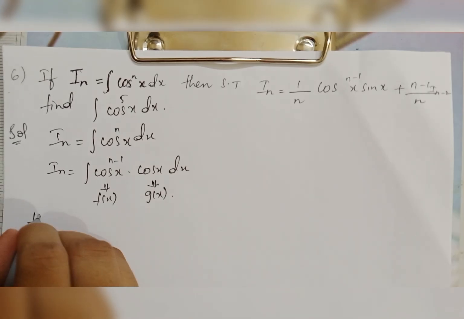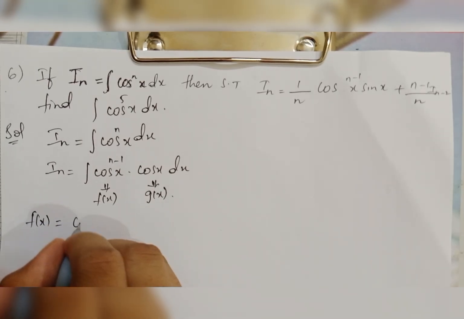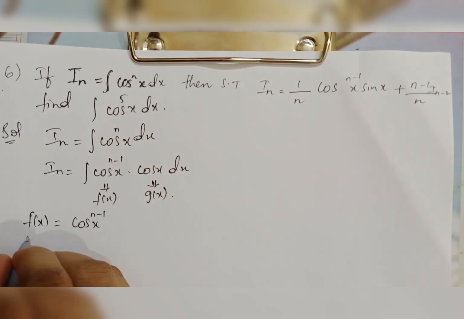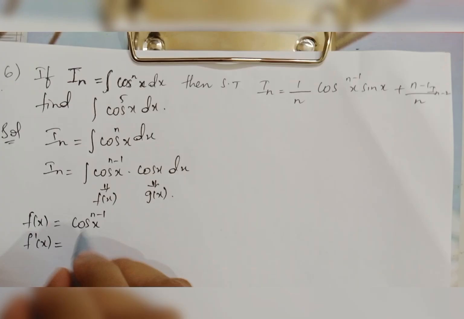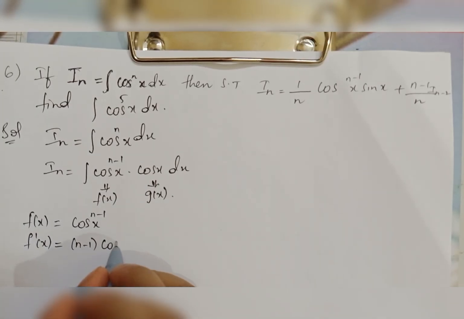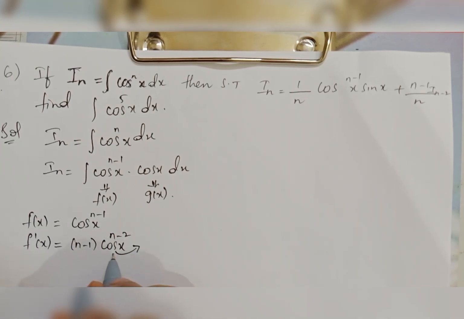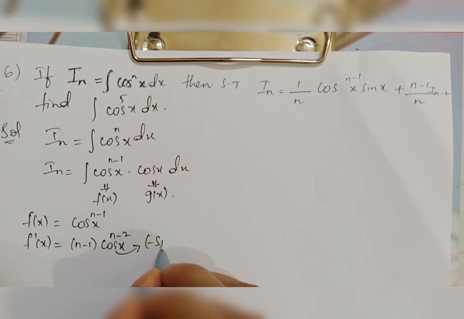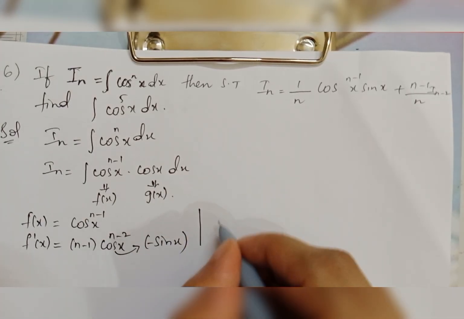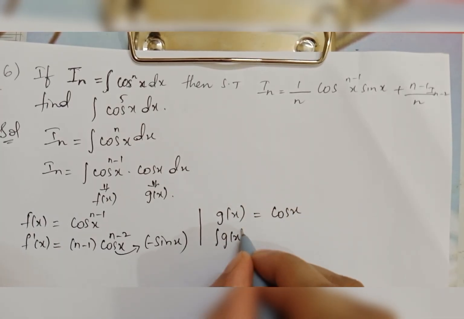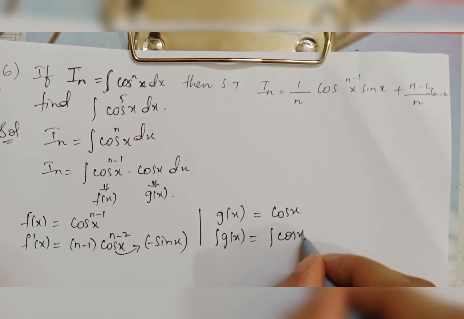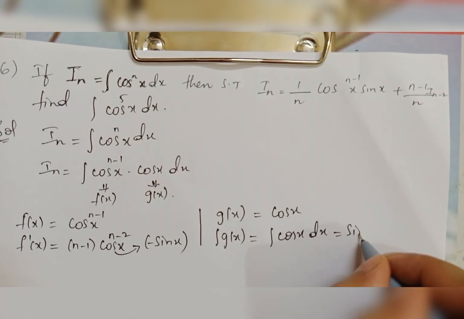So we have f of x equals cos x power n minus 1. We'll find the value of f dash of x, which equals the derivative of x power n, so n into x power n minus 1. So it is n minus 1, minus 1 will be n minus 2, into, this was not x, so we'll write the derivative of cos x. Cos x derivative is minus sin x, and g of x equals cos x, integral of g of x equals integral of cos x dx, which equals sin x.